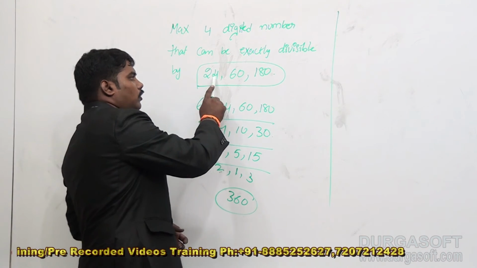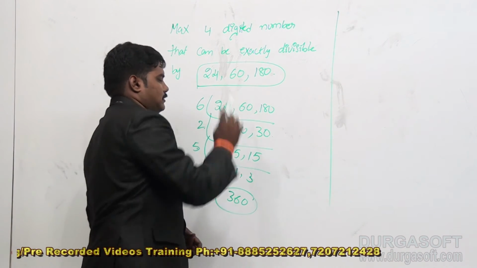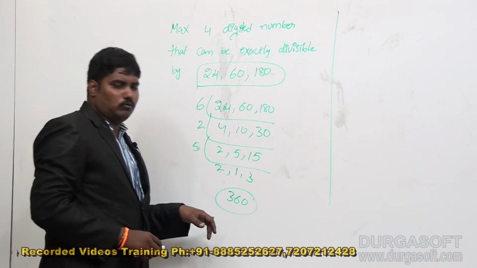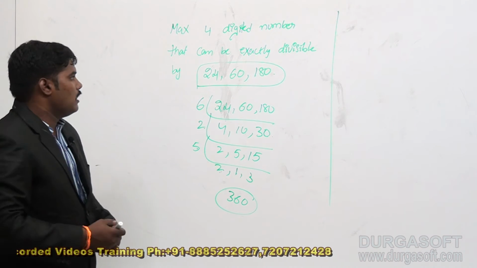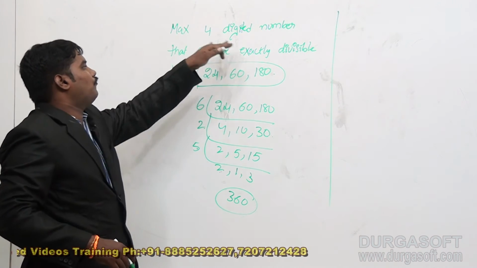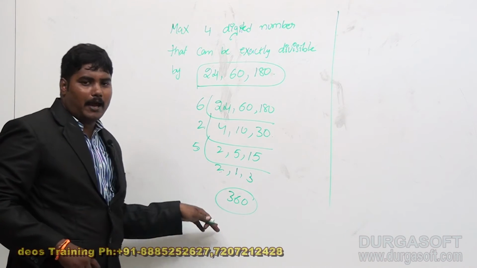360 is common to 24 and 60. So the LCM of these three is 360. Then the question asks for the maximum 4-digit number that can be exactly divisible by that number.